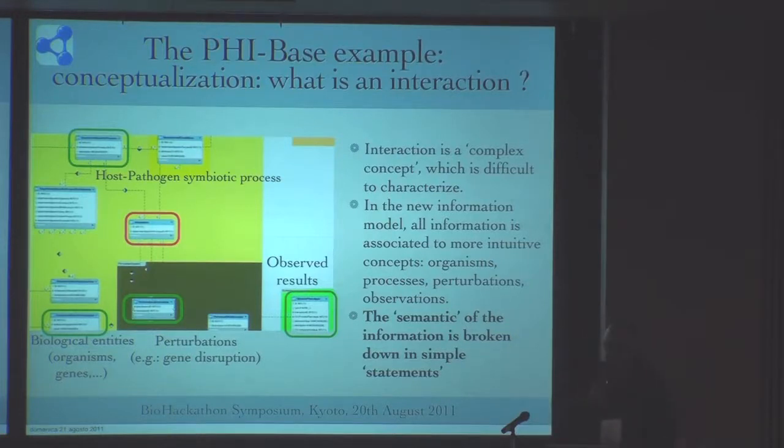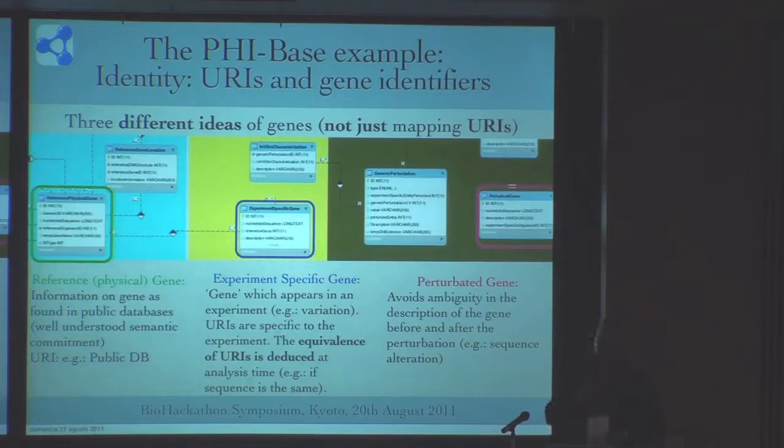So in the schema design, essentially, the idea was to keep it simple, so to define information only in terms of basic concepts. In the new schema, all the tables that carry some real information are relative to simple, intuitively understandable concepts, like process, organism, biological entity, perturbations, and result. So the conceptualization is basically expressed in terms of simple statements, okay? Which we may think could facilitate the building of ontologies and also the alignment of this kind of information to other resources.